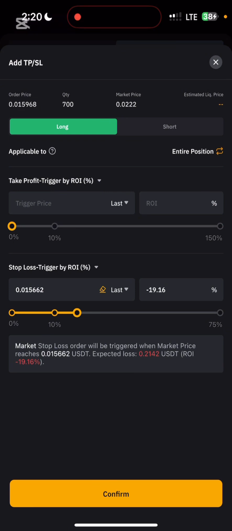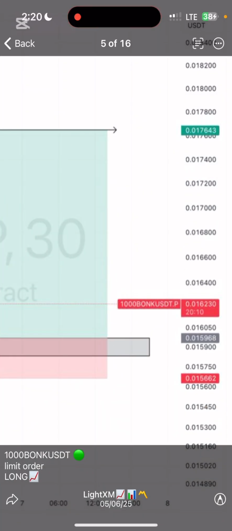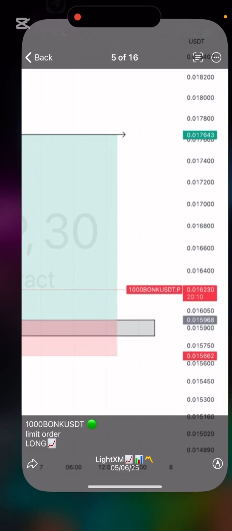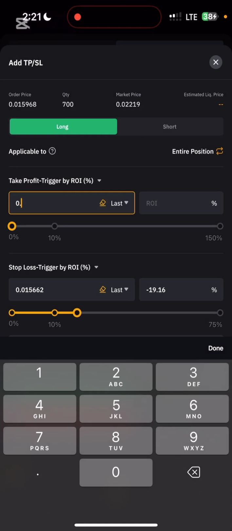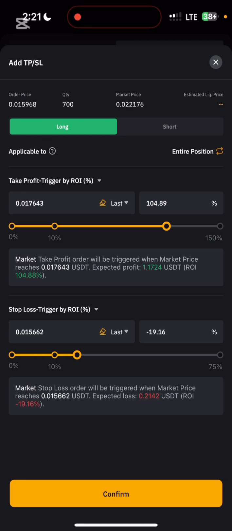Depending on the amount you used to trade, the higher the amount you used to trade, the higher the loss and the higher the profit also. So you click on your take profit. For that signal, like I said, this green line, that green box where numbers are written, that's actually your take profit. You understand? So your take profit is 0.017643. You understand?